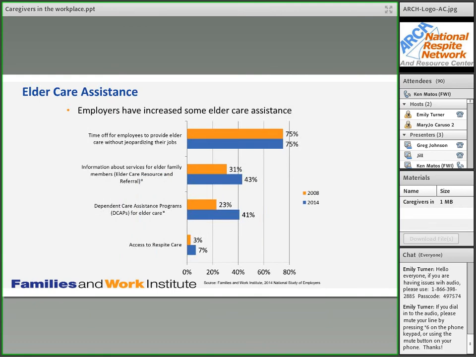Elder care assistance. We see a lot of employers are saying that they offer employees time off to provide elder care without jeopardizing their jobs, about 75%, and that number hasn't changed. One thing that might be important as you talk to employers about that sort of finding is exactly how they do that, and are they providing meaningful time off.